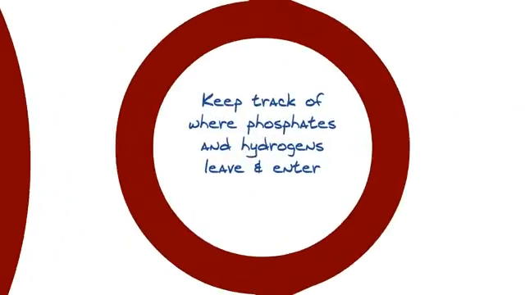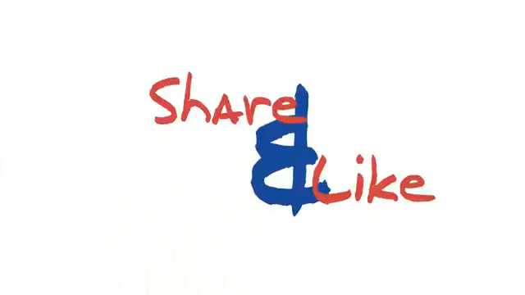If you really want to get like 100% in ACID test, keep track of where your phosphates and hydrogens leave and enter. Sometimes they'll put a radio tracer on a certain oxygen and ask you where does it leave the energy production cycle of the cell. So that's a brief review of glycolysis.